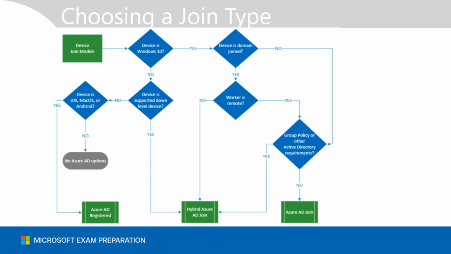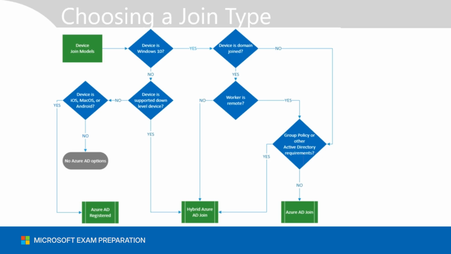So in order to get to hybrid Azure AD join, perhaps it's a down-level device. So it's Windows, but it's not Windows 10. You can also get there if it is Windows 10, but it's domain joined, and the worker is not remote, then you could still end up with Azure AD join.